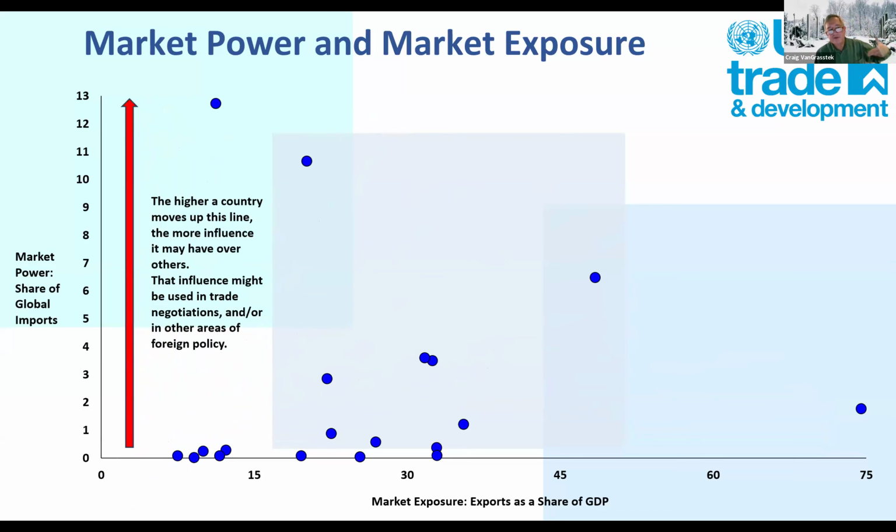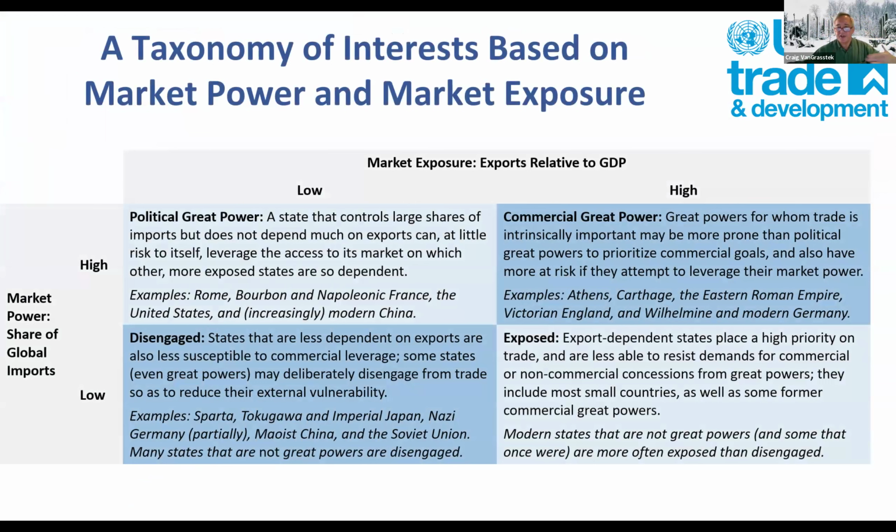The higher a country moves up this line, the more influence it may have over others. You put those two together, and this is the essence of the argument that I make in the book: if you look at the great powers in the world, they fall into one of three categories. Those countries that have high market power and low market exposure, I call political great powers. Those that have high market power and high market exposure are commercial great powers.